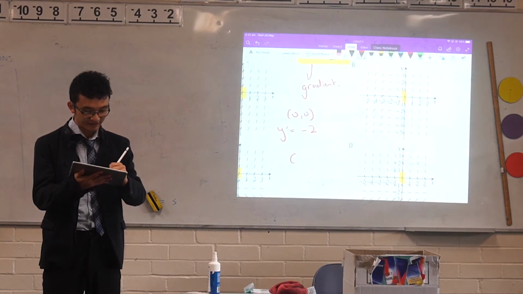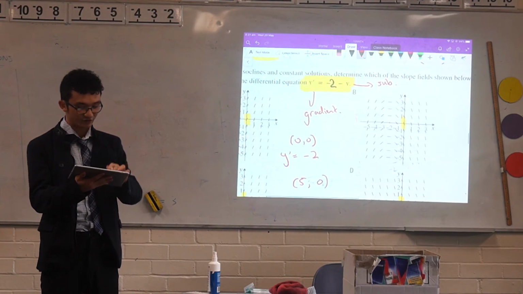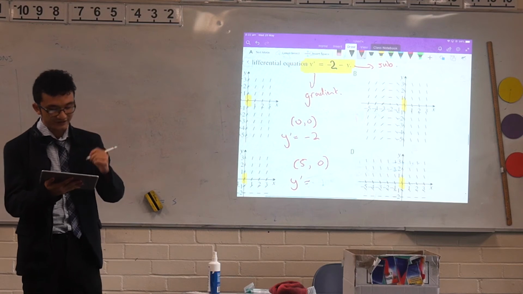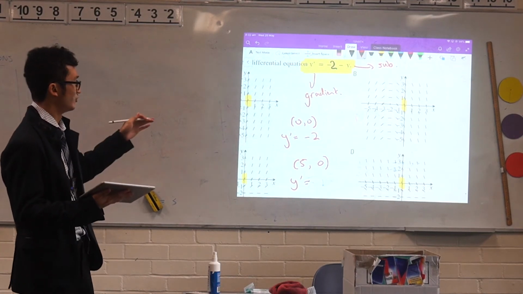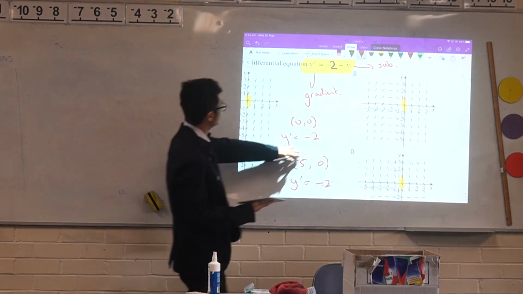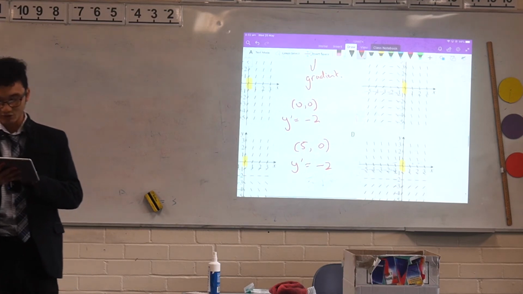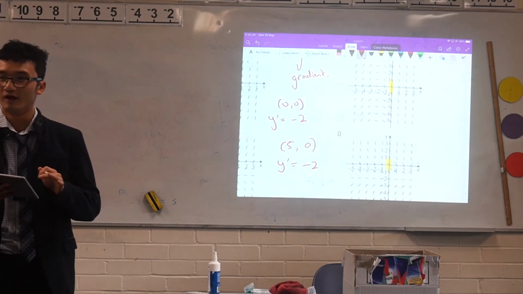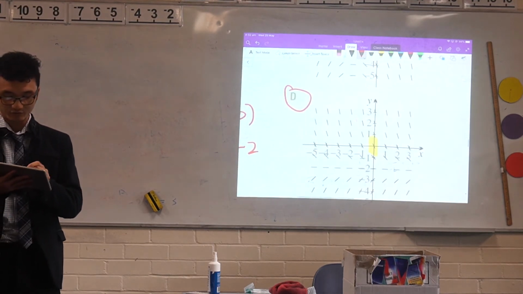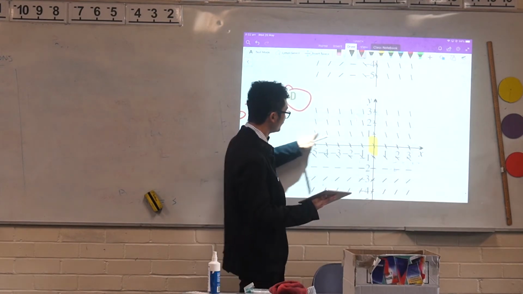If I did, like, x, as in if I did 5, 0 here into this equation, even though I've changed the x variable, the differential equation, that gradient won't change, right? So the gradient will still be -2 because if I put in 0 into this equation, I'll still get -2, right? So I have to think, okay, which one of these graphs looks more like that? D, right? Because if you look at it, if you move along each of these points along the x-axis, all of these gradients are actually the same.